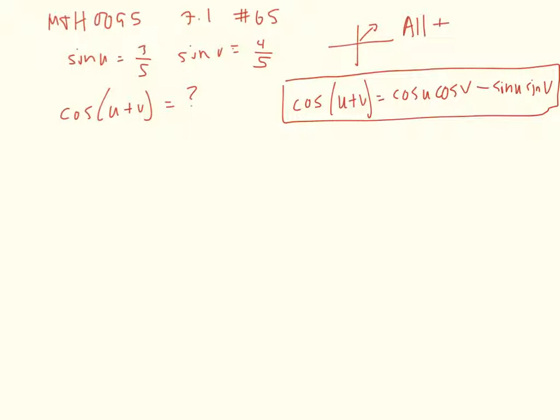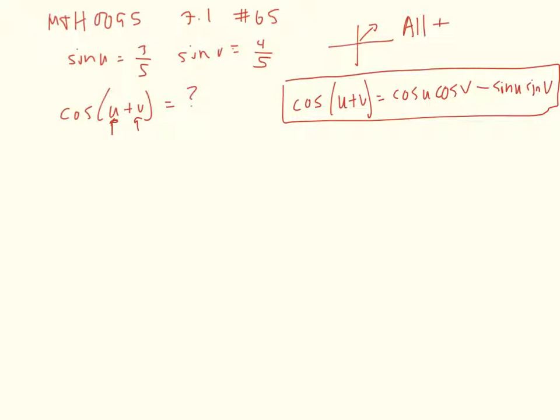Alright, here's a video where you are trying to find the cosine of a sum of two angles. And notice that the two angles are different angles. U and V are, well, I guess they could be the same, but they're different. You have to treat them separately.